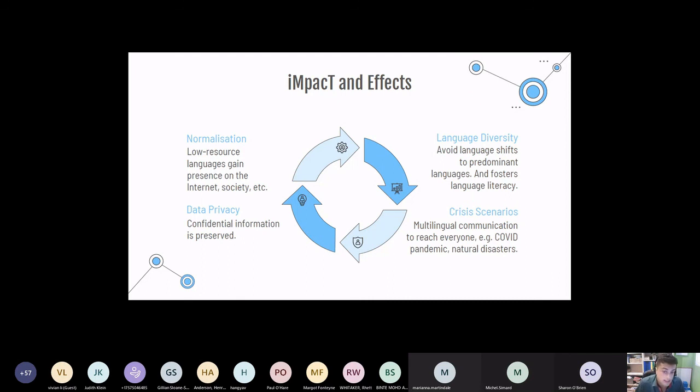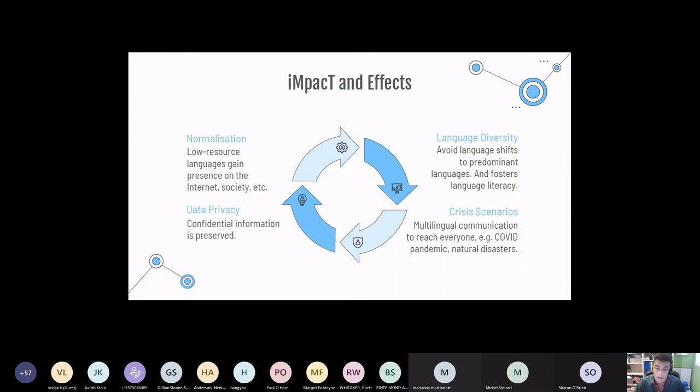And finally, I'm going to conclude after seeing all this, which is the impact and effects machine translation for low resource languages has. First of all is normalization. As I said, in the closest situation where two languages cohabit in the same area, normally there's one language A stronger and one language B that is weaker. In this case, Catalan is weaker, and having machine translation in these cases would help Catalan to gain presence on the internet or even in society, to talk to administration, etc.